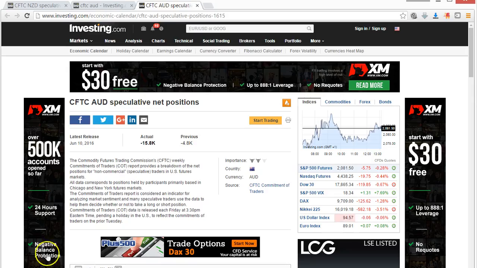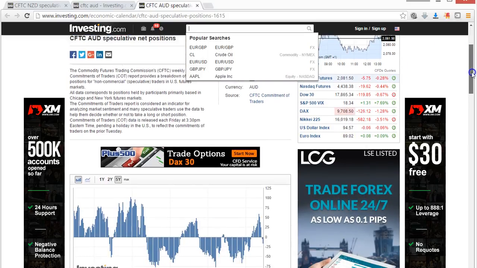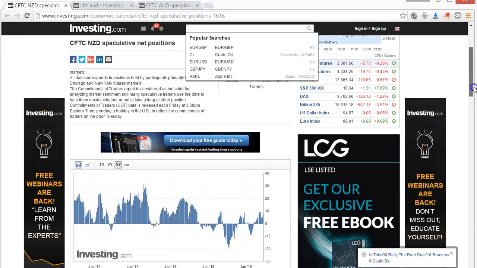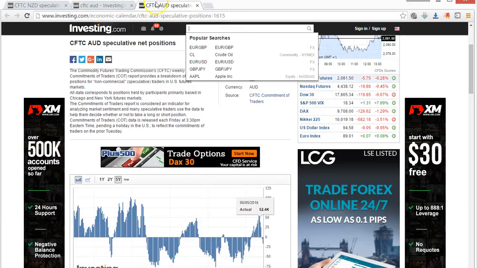And then there's a third thing. If you go to investing.com and type in CFTC space and then the currency pair, it'll give you an idea of the speculative positions that people are taking. So if we look at the Kiwi, people were long the Kiwi, and they still are. If we look at the Australian dollar, the longs have dropped right off and people started shorting the dollar. So that's another reason why I want to be long the Kiwi against the Australian dollar.